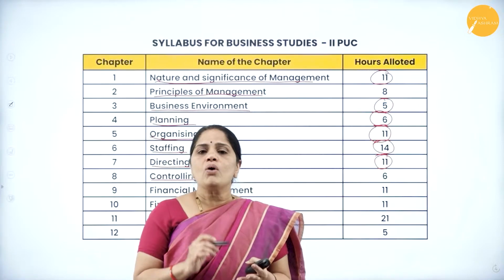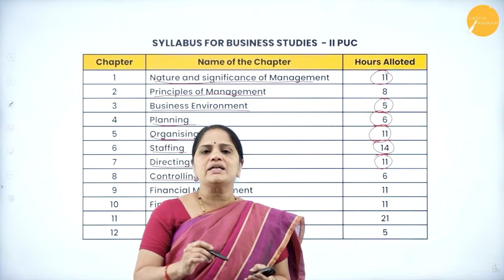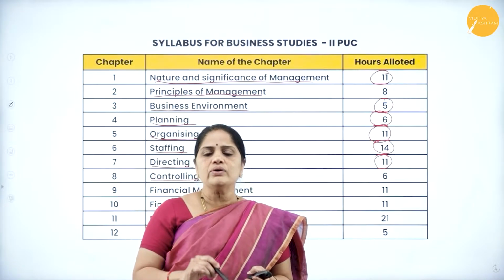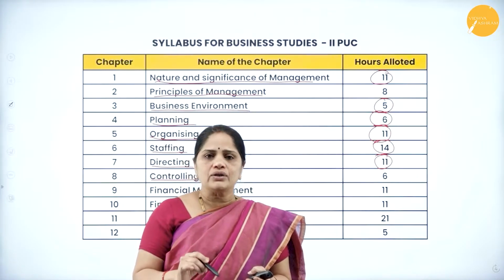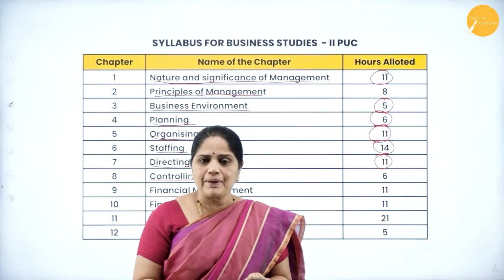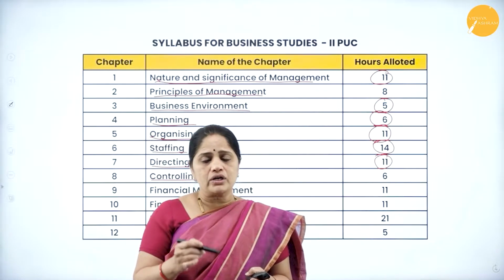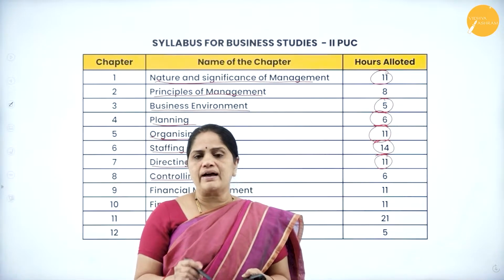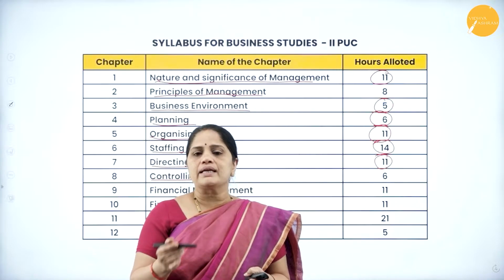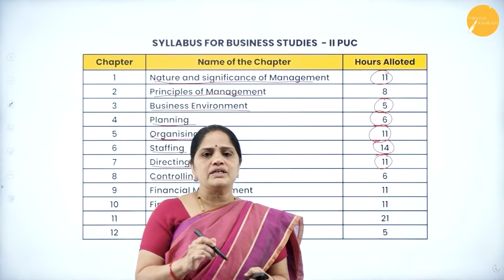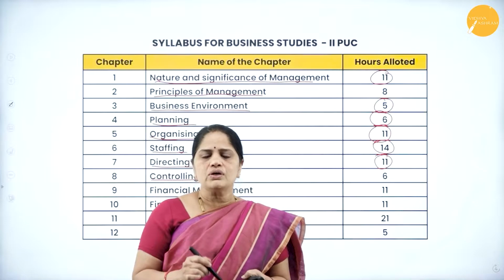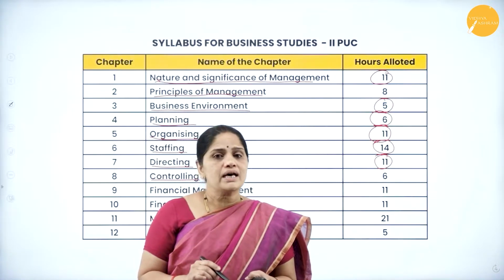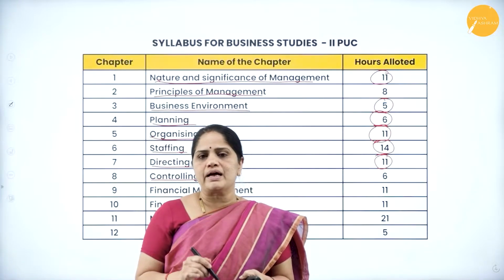Why? Because whatever you have planned, the implementation of the plans is very, very important. When you implement your plans, you should see that your activities are going as per your plans. If you have intended to do something, then you should also check whether you have done that work. So, in this controlling function, we will be checking whether our work is as per our plans.